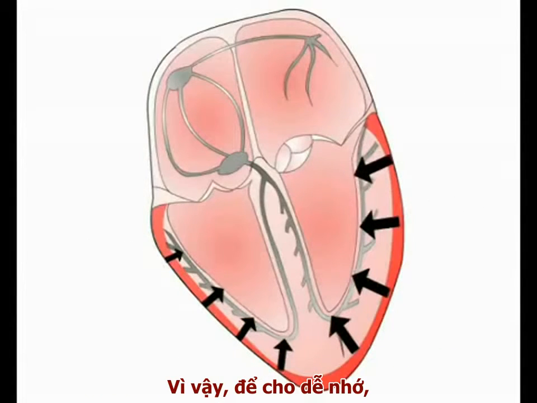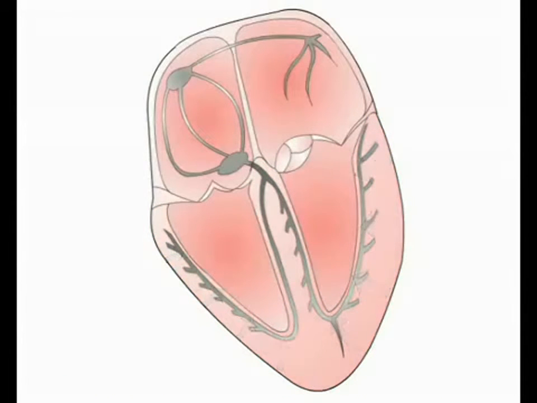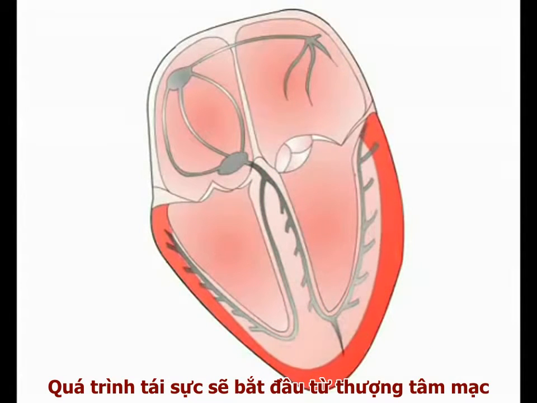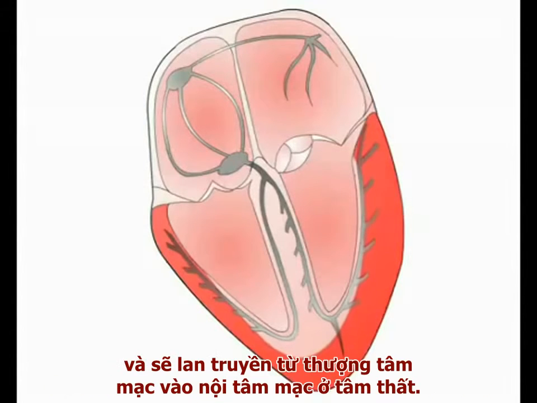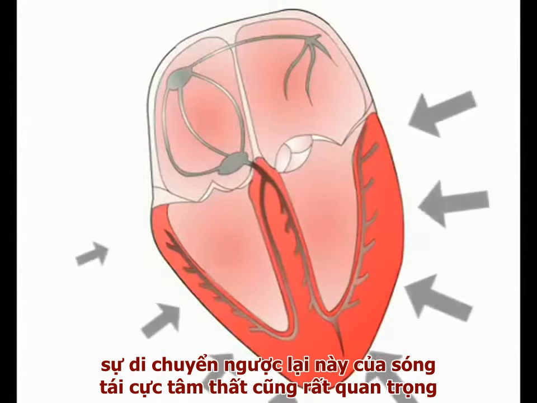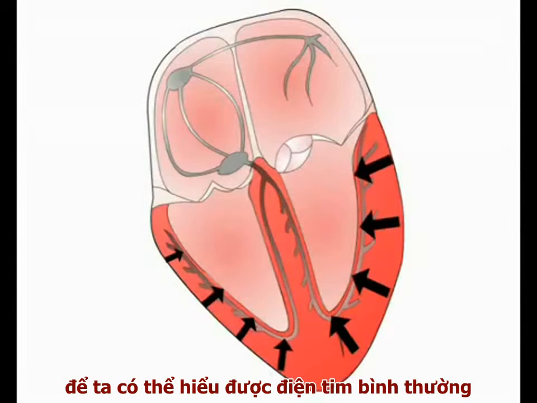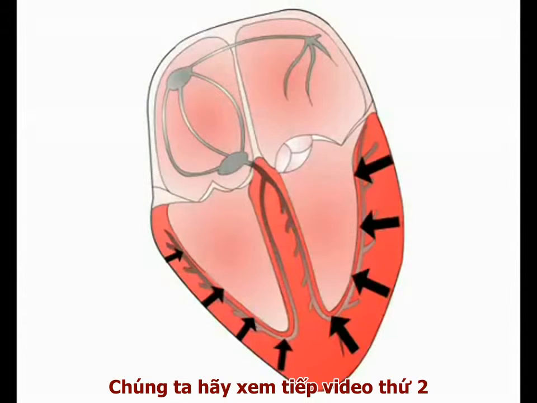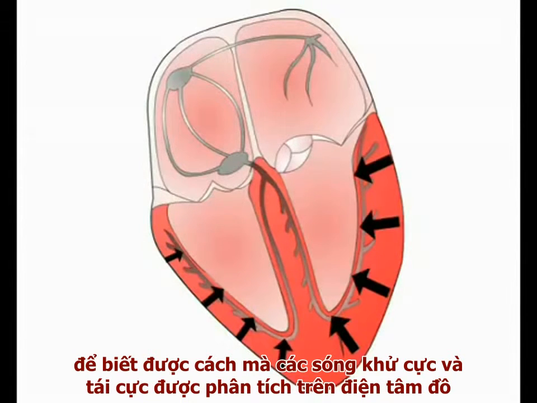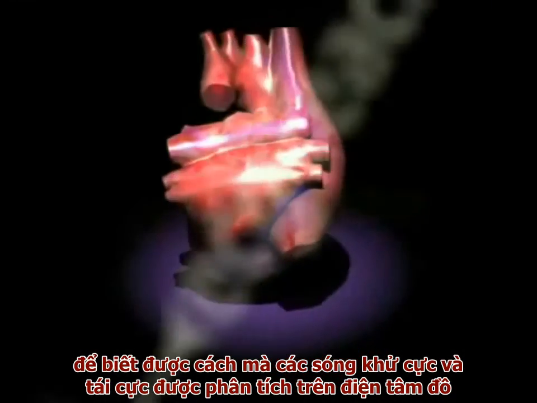Therefore, perhaps counterintuitively, repolarization spreads through the ventricles in the opposite direction to the depolarization wave. As illustrated here, repolarization begins in the epicardium and then spreads backwards from the epicardial to the endocardial surface of the ventricles. We'll see later that this retrograde spread of ventricular repolarization is important in understanding the normal ECG readout. We will now go on in video 2 to show you how the depolarization and repolarization waves are analysed to produce the normal ECG readout.